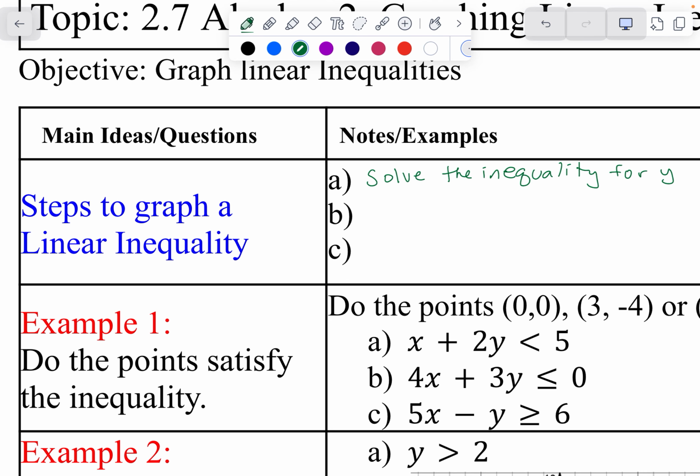The first thing you want to do next is you want to draw either a dashed or solid line, which we'll talk about in a minute as to when we know, is it dashed? Is it solid? We'll go over those rules. And then the last step is to shade the correct region.